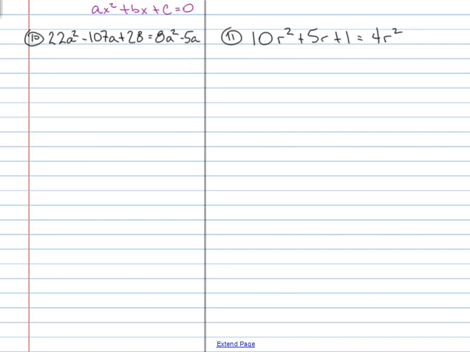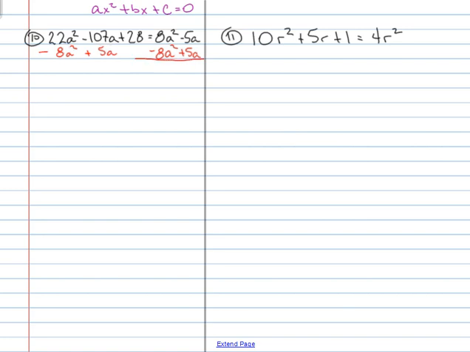So looking at number 10, which says 22a squared minus 107a plus 28 is equal to 8a squared minus 5a. So the first thing I do is get everything to the left. To the left, to the left. We're moving. The opposite of a positive 8a squared is a minus 8a squared. And it matches up over here on the left. The opposite of a minus 5a, that's a plus 5a. And it matches up over here with this one on the left.